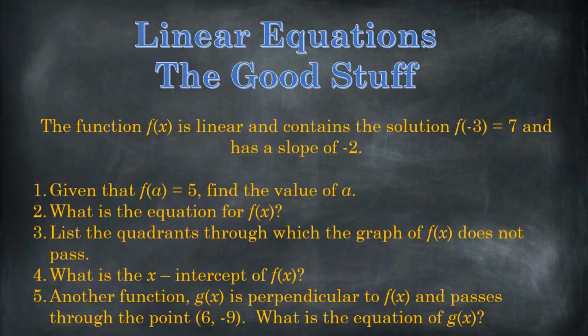It says, given that f of a equals 5, find the value of a. Then, what's the equation for f of x? And then list the quadrants through which f of x doesn't pass. What is the x-intercept of f of x? And then another function, g of x, is perpendicular to f of x, and it passes through the point (6, negative 9). What is the equation of g of x?